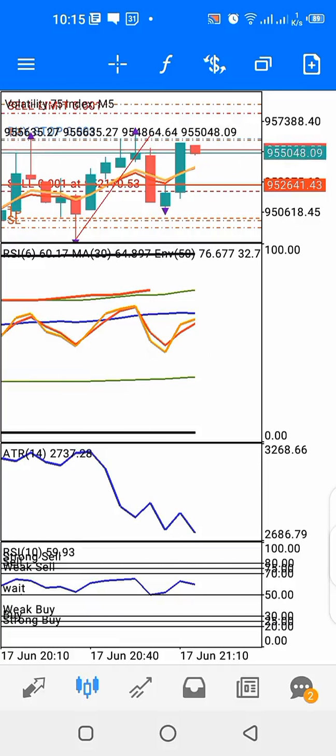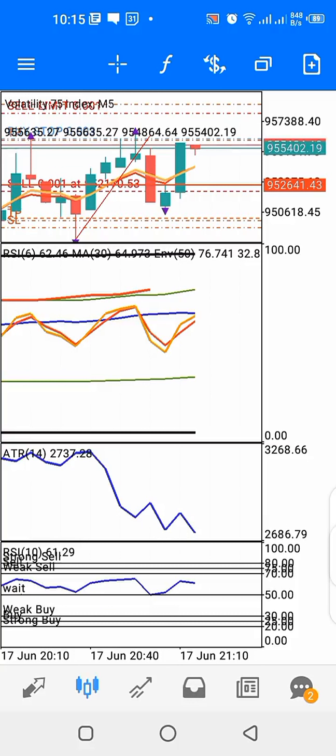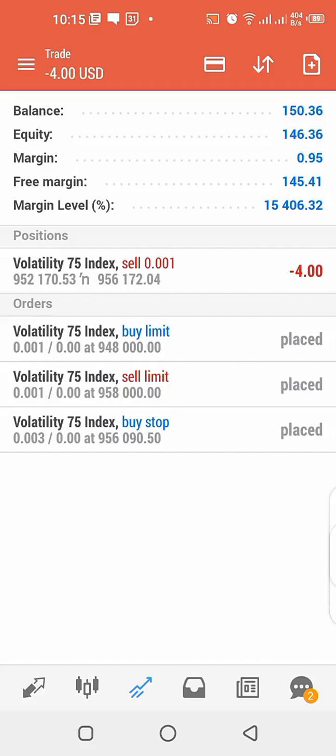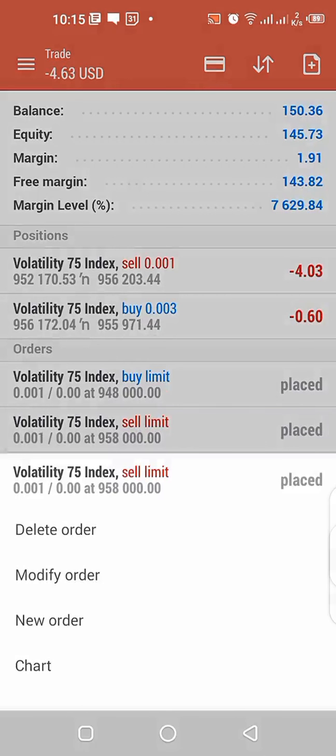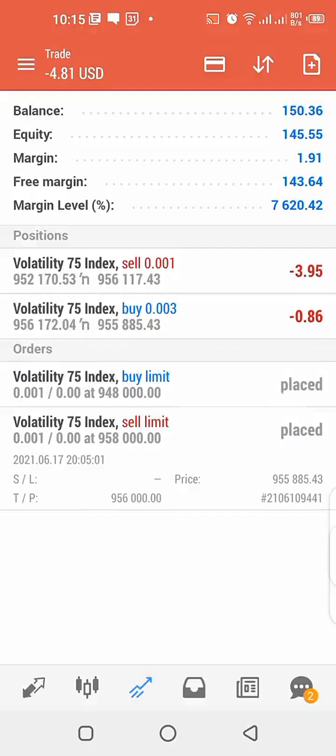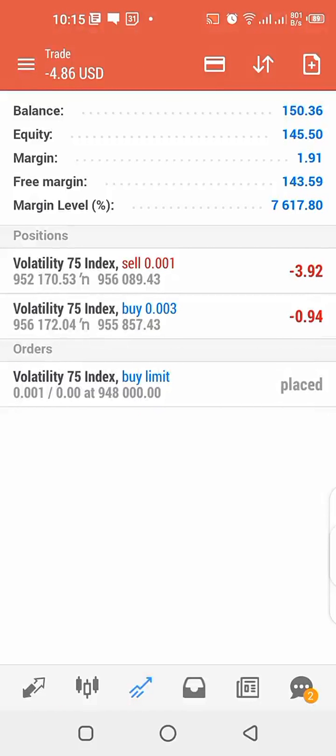Okay, like I was saying earlier, our first resistance is at the 8,000 level, which is 958,000. The next one will be 968,000. The next resistance will be 978,000. So for every resistance you place your sell limits, and for every support you place your buy limit. Now our buy stop is triggered.